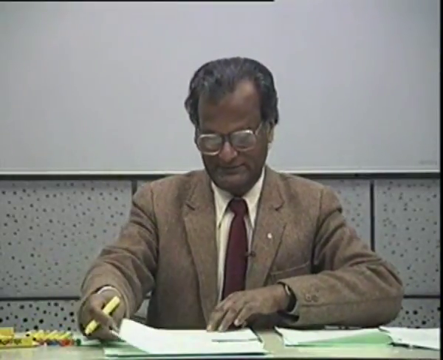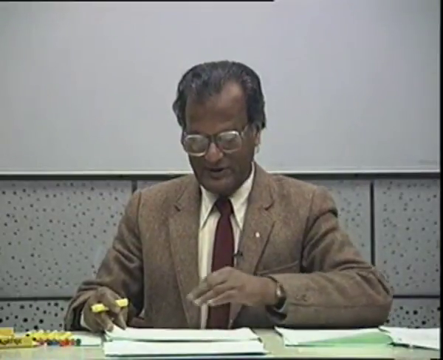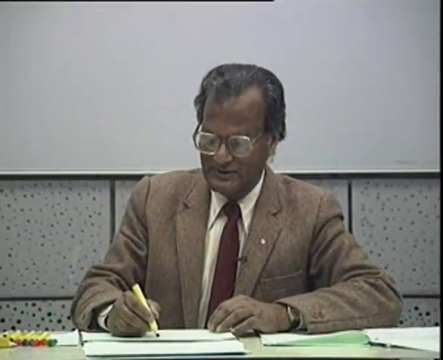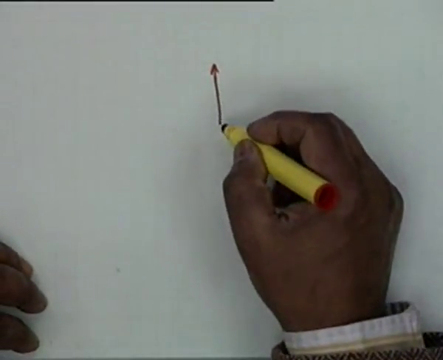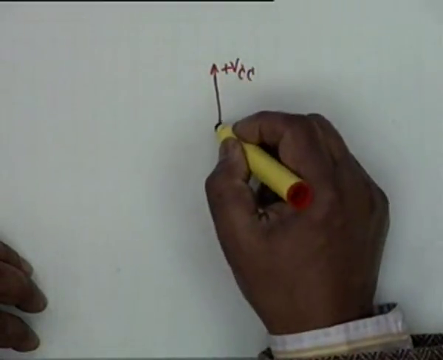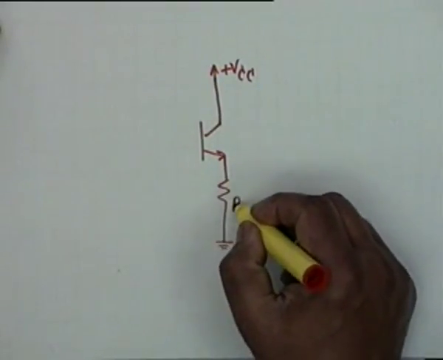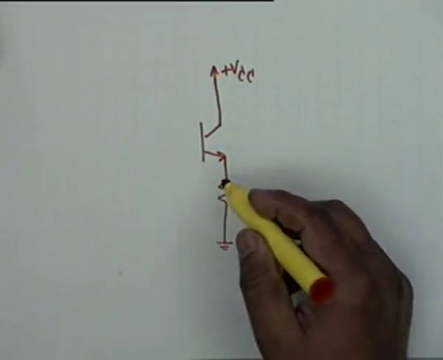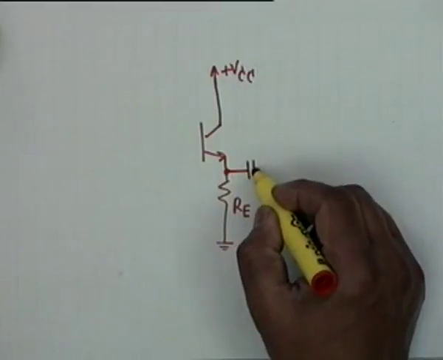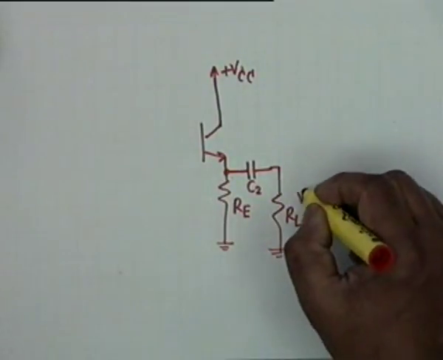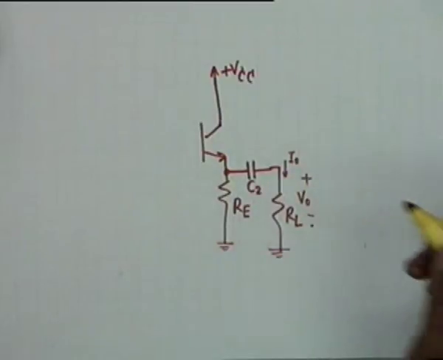Now the circuit. The circuit is the same as that of the common emitter, except that the collector is virtually grounded. So what I should have done is take the VCC directly to the transistor. I have an RE which I can no longer bypass because this is my load. From RE, I take the coupling capacitor C2 and connect to RL. This is my V0 and this is my I0.